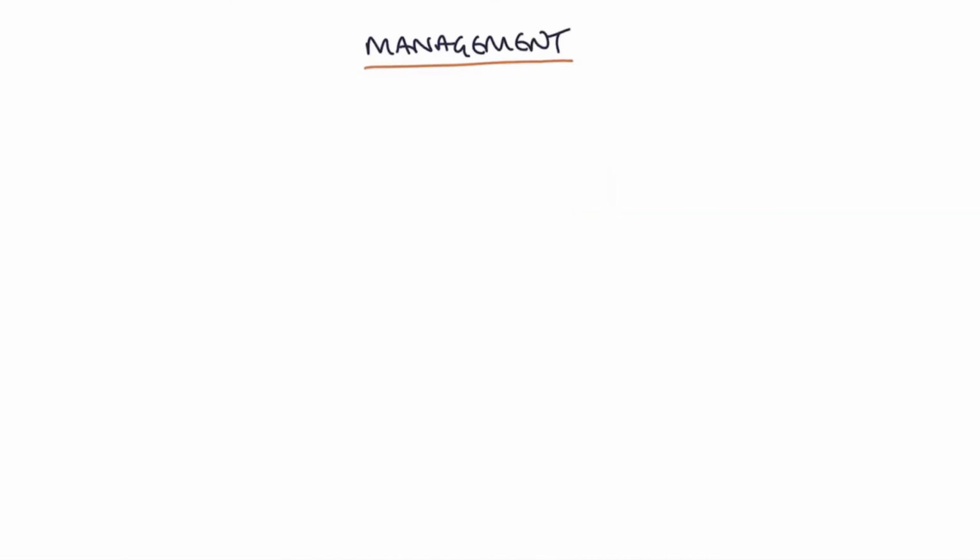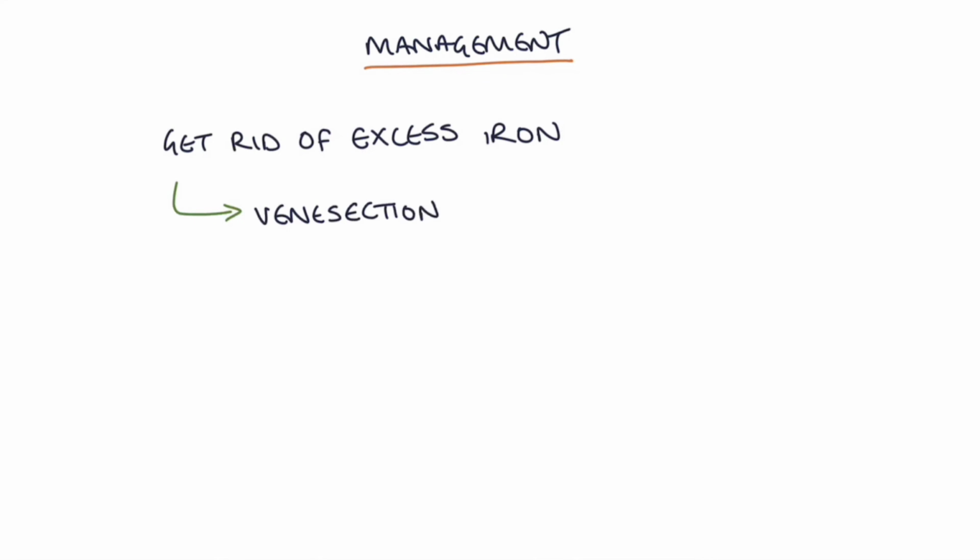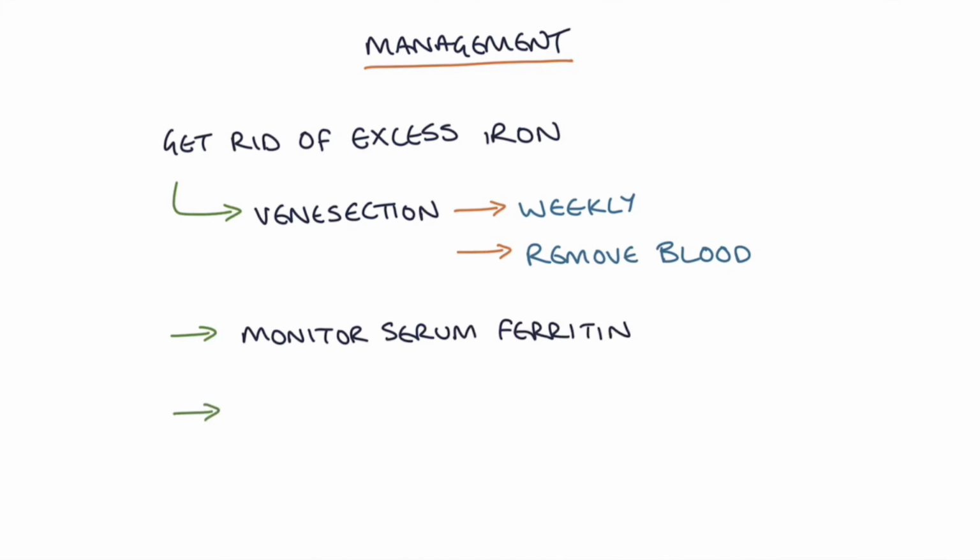How do we manage haemochromatosis? Well, the key is we need to get rid of all of that excess iron in the body, and we do this through venesection, which is a weekly protocol of removing blood from the body, and along with that blood comes the extra iron. We carefully monitor the serum ferritin, and we need to monitor and treat any complications of the condition.